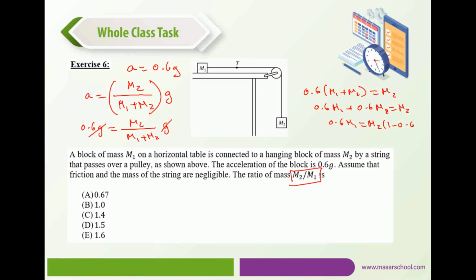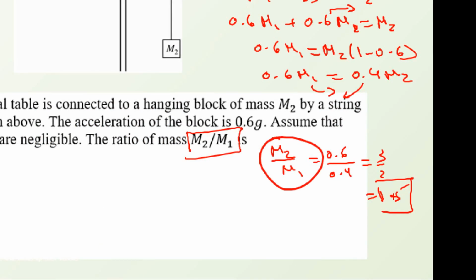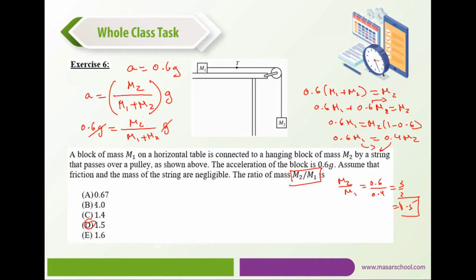1 minus 0.6, after we move this to the other side, that would be 0.6 M1 equals 0.4 M2. Then if we're searching for M2 over M1, that would be 0.6 over 0.4, which is 3 over 2, and that would be 1.5. And remember that all quantities in physics must have a unit. This is a ratio, and the ratio doesn't have a unit because kg would cancel with kg, and the correct answer in this case is D.